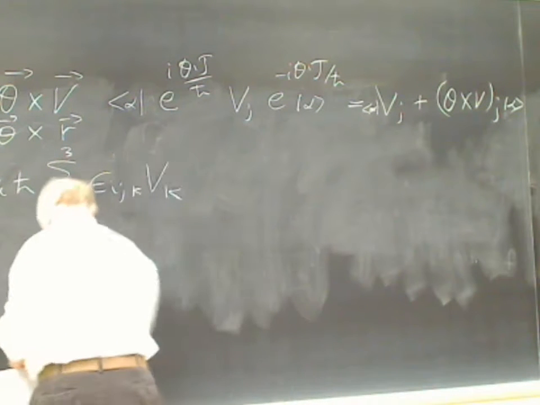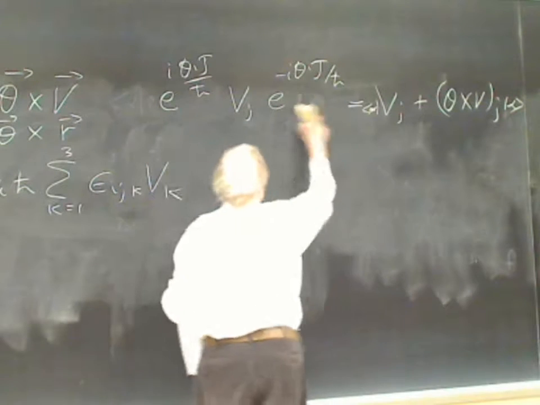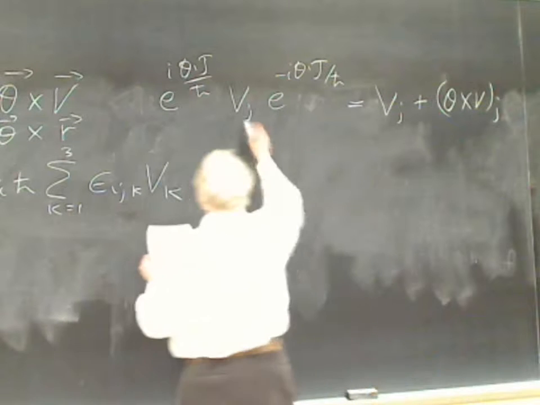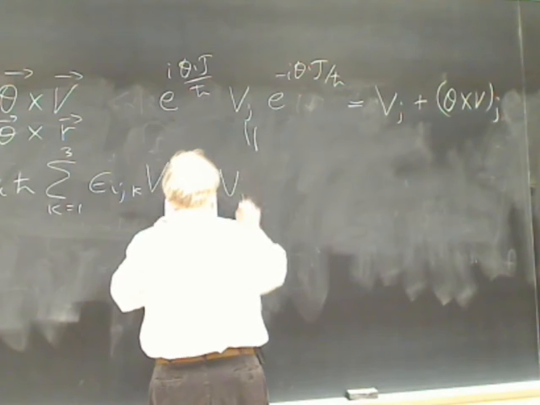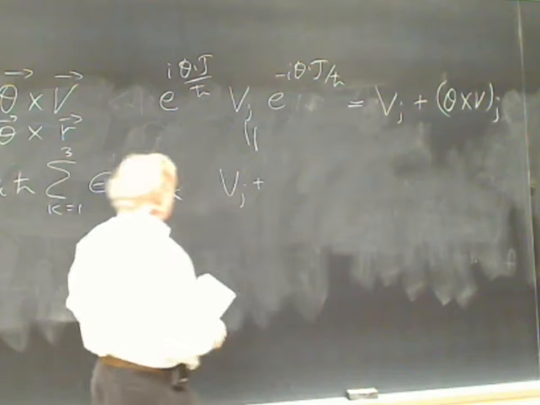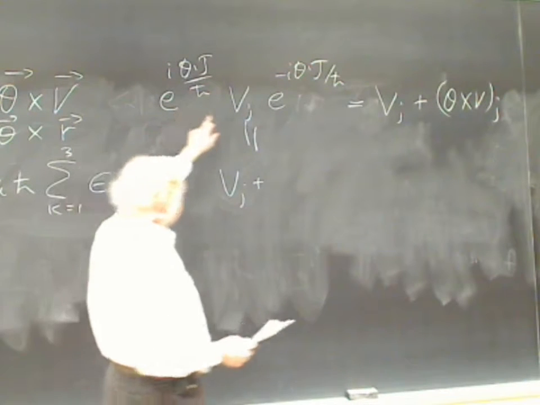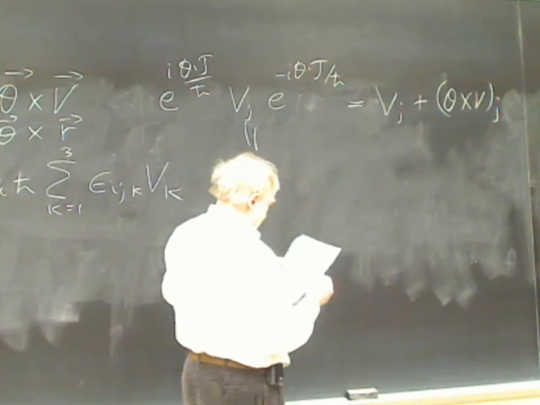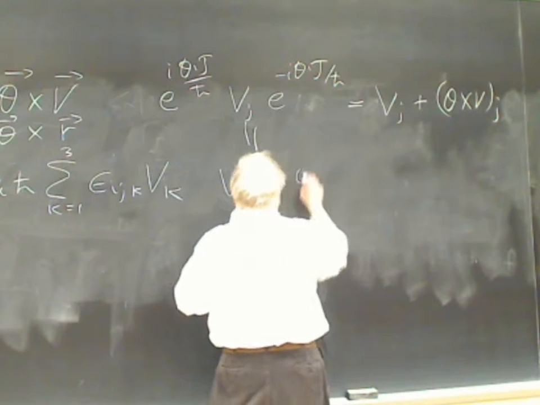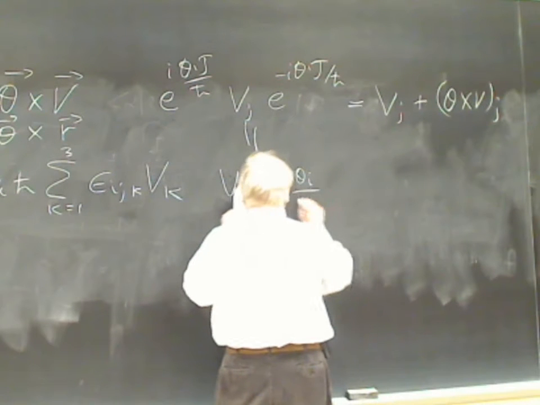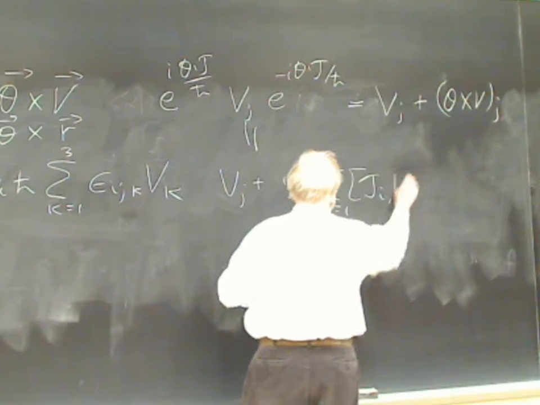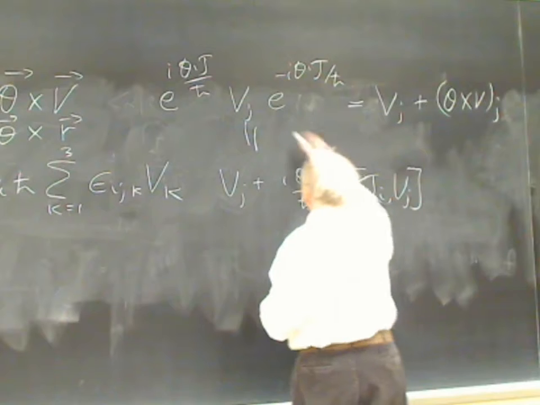Anyway, getting rid of these now for the moment, what we have is that this is V_j plus. Now, what I'm doing is I'm expanding this in a power series and just keeping the first term. So I'm thinking of an infinitesimal rotation, and this is going to be i θ_i i over ħ sum i equals 1 to 3 J_i V_j. So that's all of this.